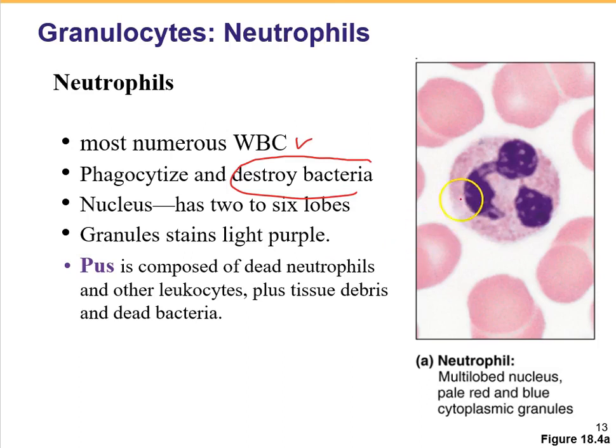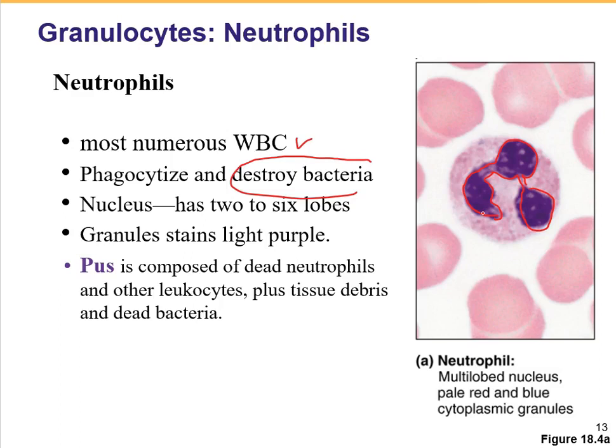Neutrophils, if you look at them under the microscope, as I mentioned before, have a multi-lobed nucleus. It does not mean that they have multiple nuclei. Their nucleus is segmented. Usually their nucleus has 2 to 6 lobes. In this picture, you can see the neutrophil with 3 lobes. And if you look at their cytoplasm, the granules in their cytoplasm stain light purple.